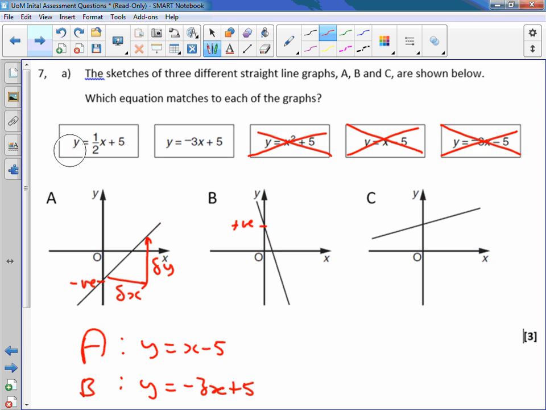So it can't be the middle one because that's quadratic. It can't be x minus 5 because we've used that. Then it can't be minus 3x minus 5 again because we've used that. So C.